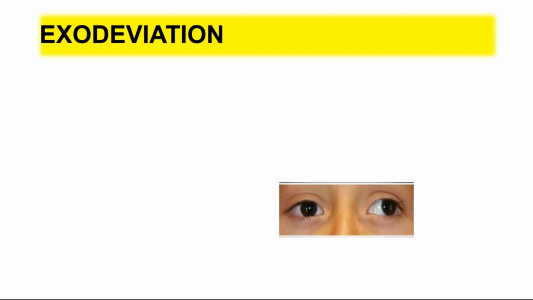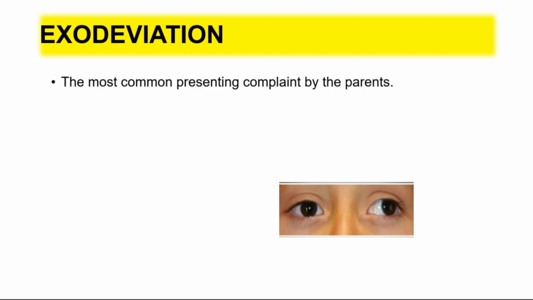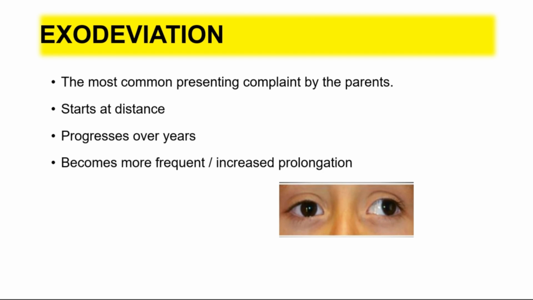And of course, it is mostly the parents who complain about exodeviation, who might say that the child is having an outward deviation, right? So, this might actually be the most common presenting complaint, and it is usually noticed for distance in the beginning. Over the years, as the disease progresses, the deviation becomes more frequent and of prolonged duration as well. Ultimately, the deviation is going to start appearing for near also, and then it might become a constant deviation.